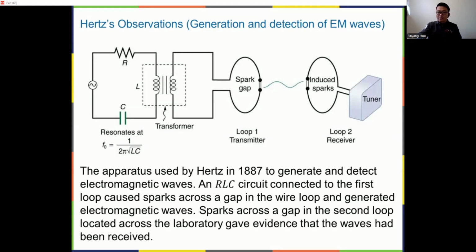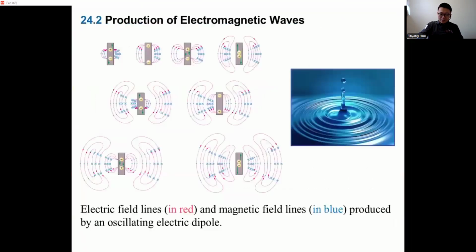So for example, if you have an AC radio or AM radio or FM radio in that sense. All right, so let's take a look at the production of electromagnetic waves closely.